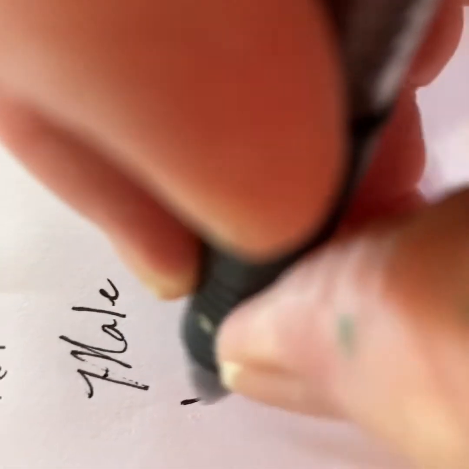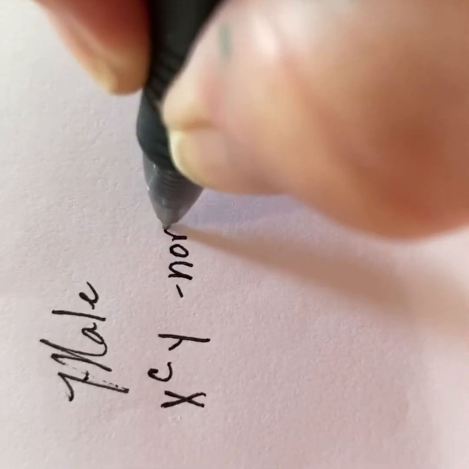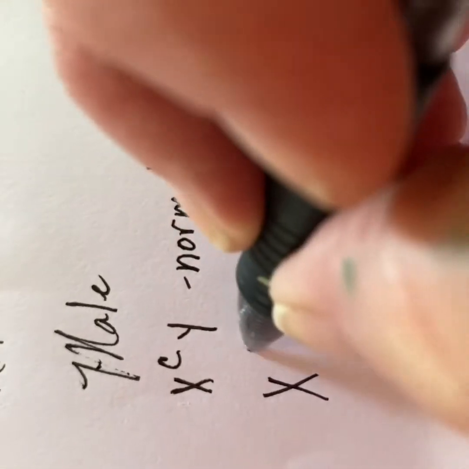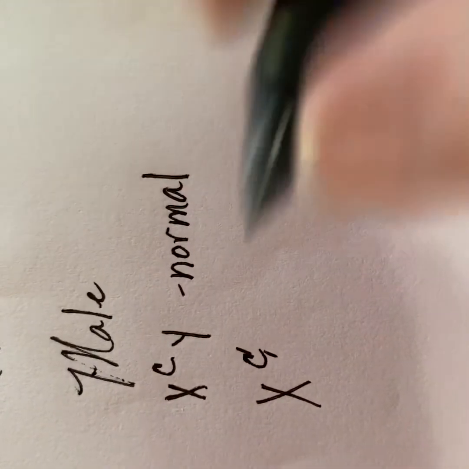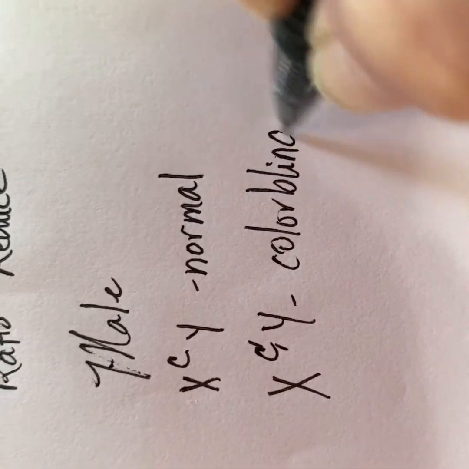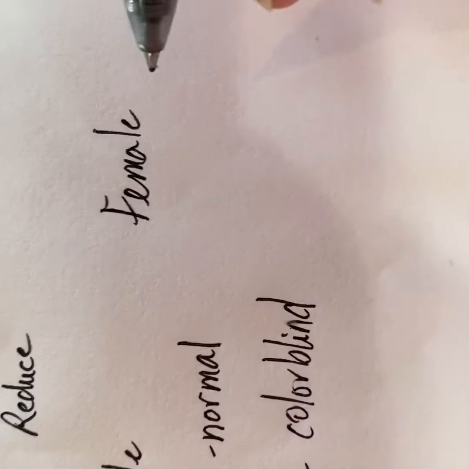If you are male, you only have 2 options. You either are normal, or, I'm going to put a little tail on it so you can tell, you are colorblind. Okay? If you're female, there are 3 options of what you could be.